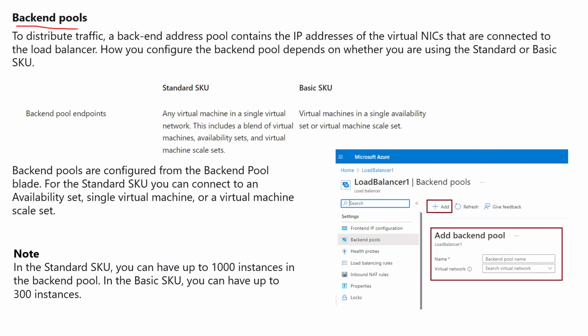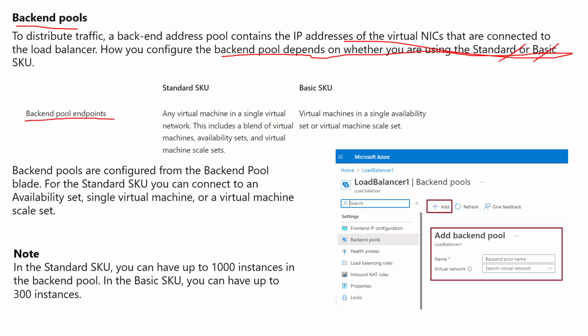So coming to the backend pools. To distribute the traffic, a backend address pool contains the IP addresses of the virtual NICs that are connected to the load balancer. How you configure the backend pools depends on whether you are using standard or basic SKUs. Based on the tier you have chosen, standard or basic, you can define your backend pools accordingly.